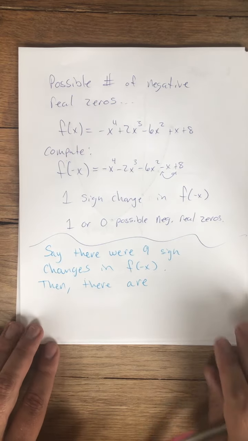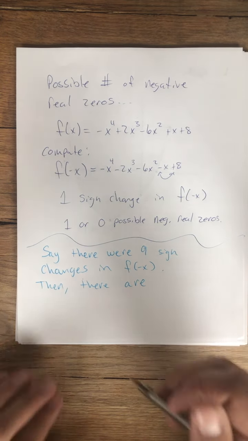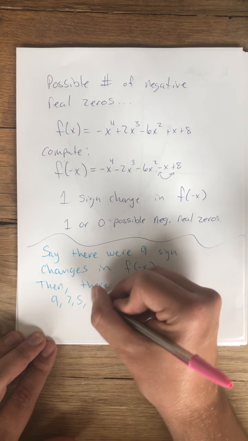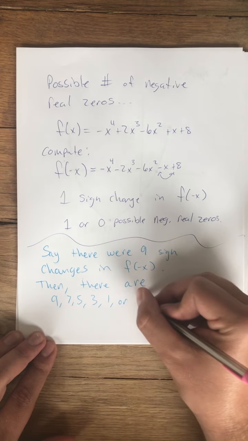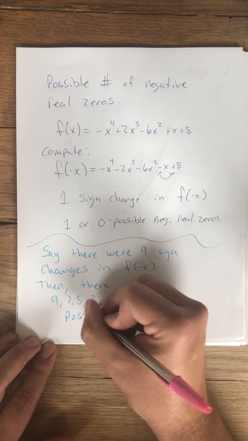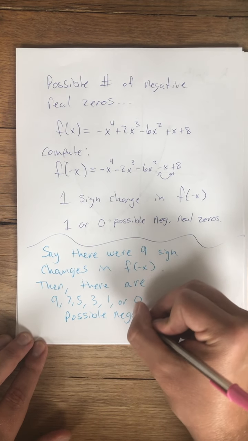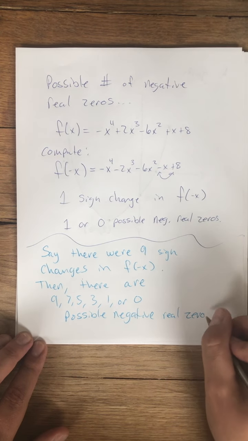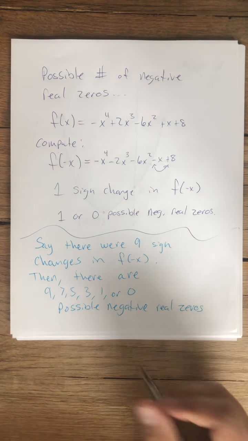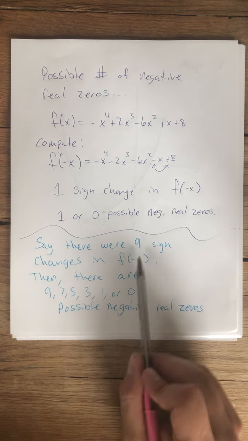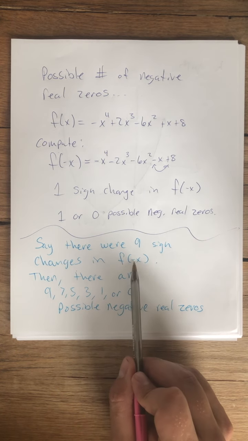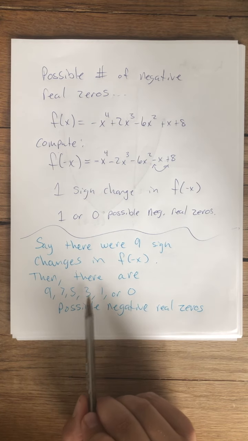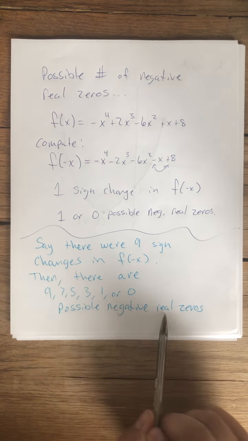So let's say there were 9 sign changes in f of negative x, this is the negative side of the number line, then that means there are 9, 7, 5, 3, 1, or 0 possible negative real zeros.